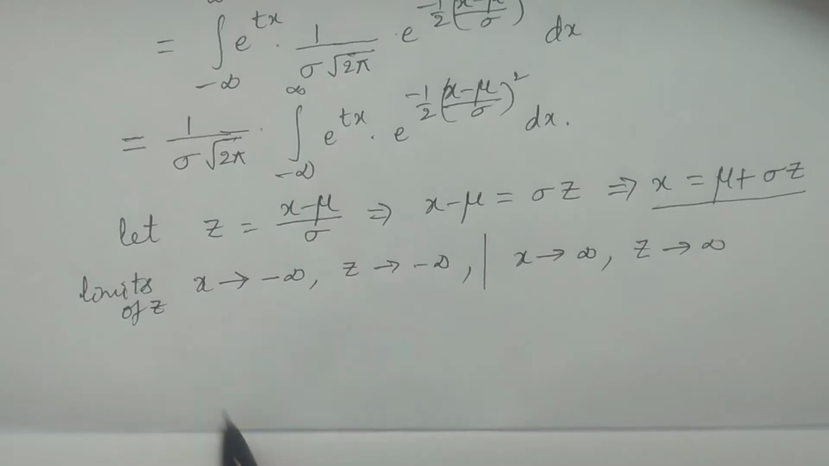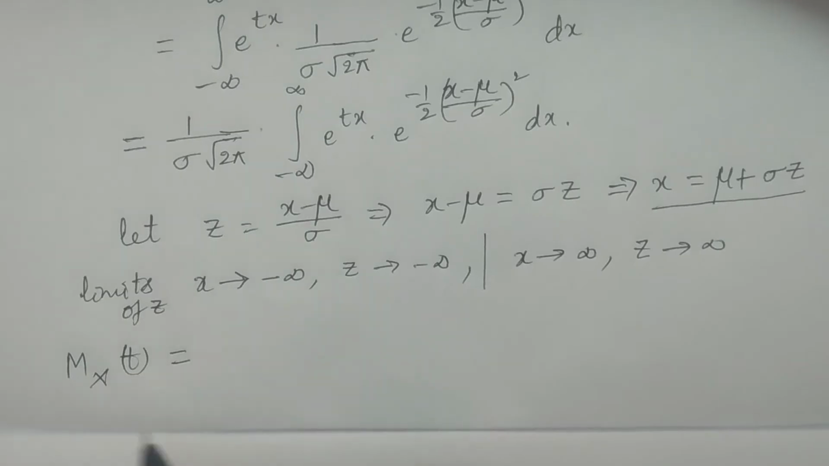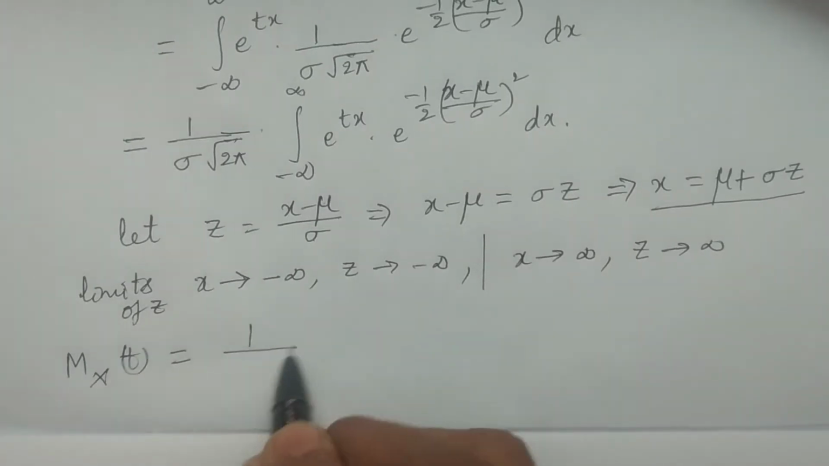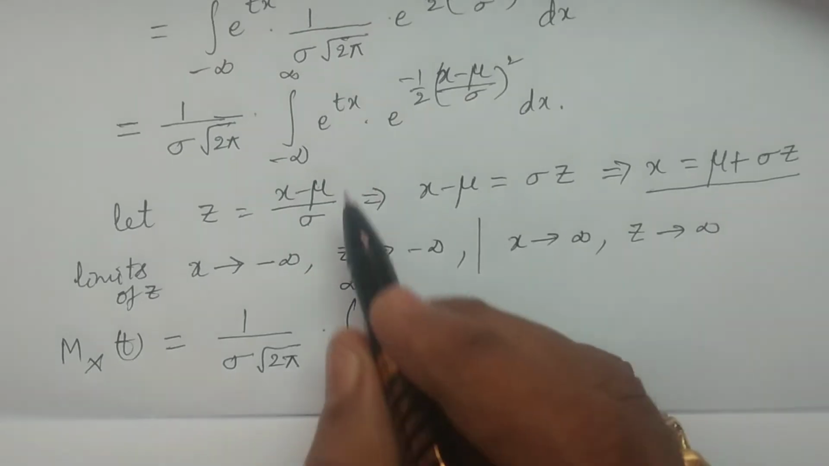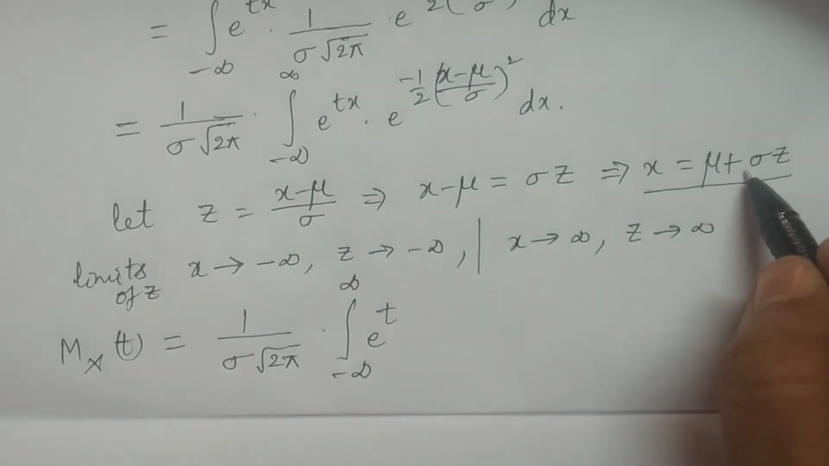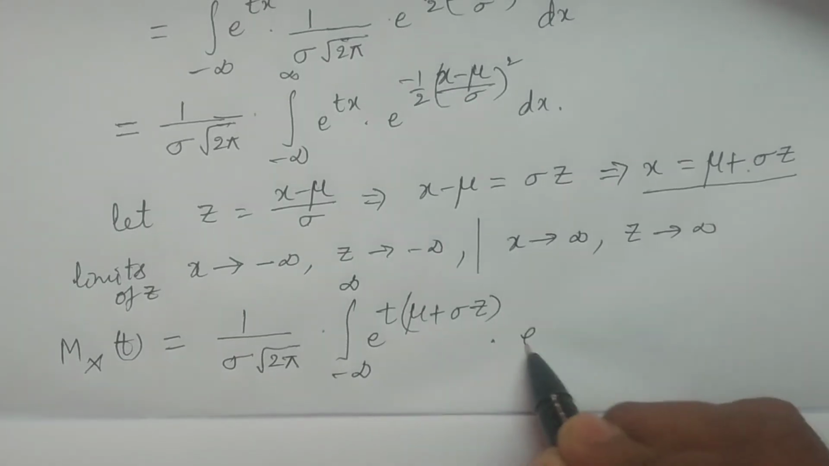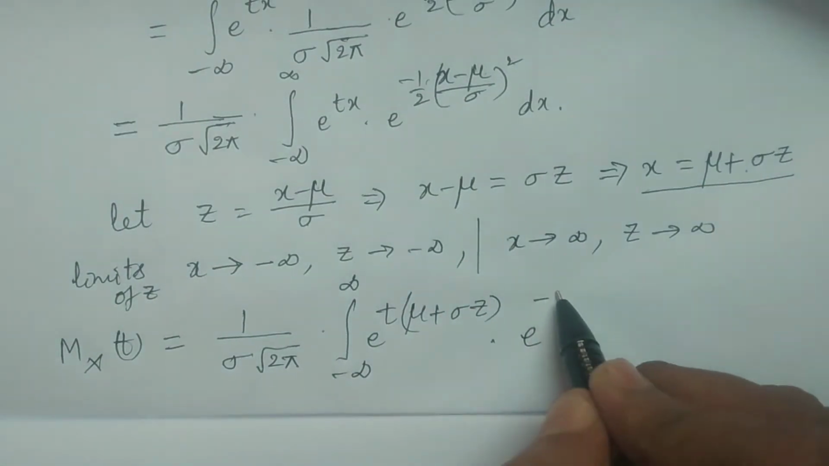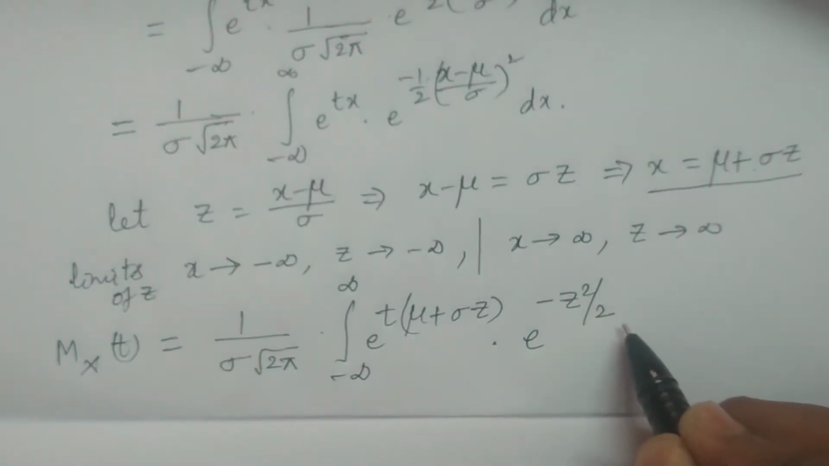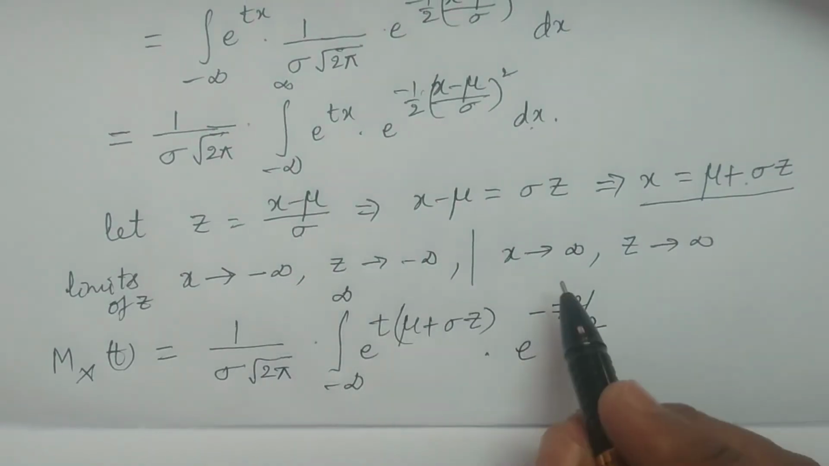Now you change the integration. Therefore, M_X(t) is equal to 1 by sigma root 2 pi integral, limits do not change, minus infinity to infinity, e power t x. What is x? Mu plus sigma z, multiplied by e power minus 1 by 2 into ((x minus mu) by sigma is z) z square, that is minus z square divided by 2, dx. Dx we have to calculate.